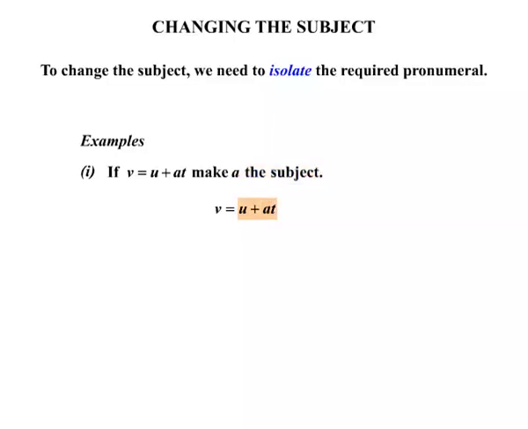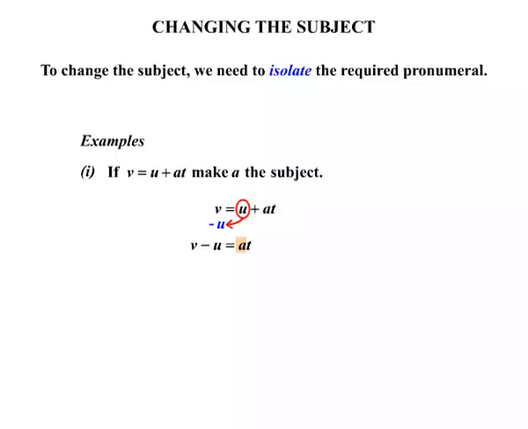So at the moment on the right hand side we have u plus at. So we'll get rid of that u firstly. We bring it over. At the moment it's positive u, so when it comes over it becomes minus u. So on the left hand side we have v minus u, and we have at on the right hand side. So it equals at.